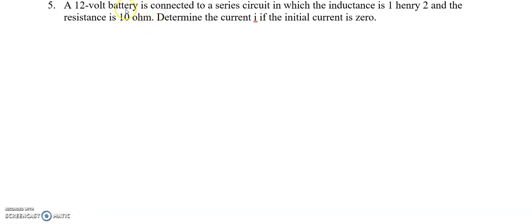Okay, this is the example from electrical engineering. A 12-volt battery is connected to a series circuit in which the inductance is 1 Henry and the resistance is 10 ohm. So determine the current I if the initial current is 0. I will make a correction. The inductance is 1/2 Henry. Okay.